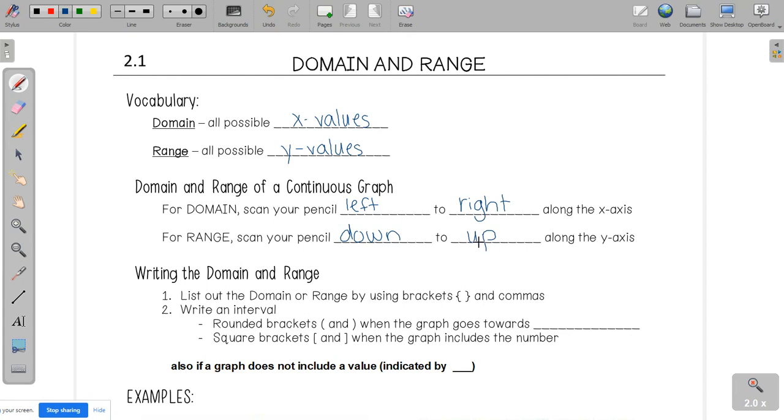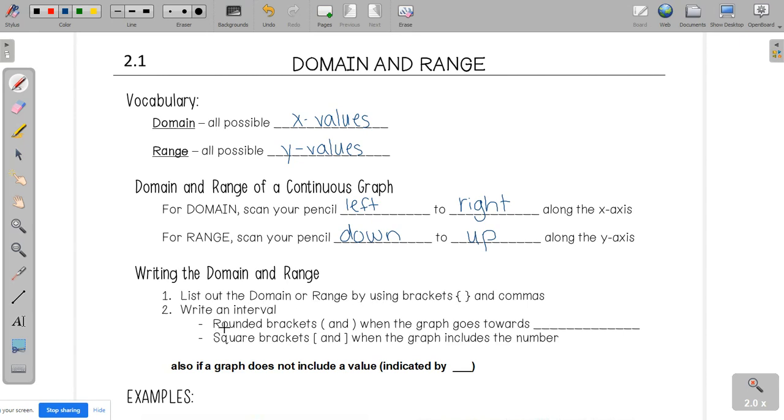So when we write it, we can do it either of two ways. The first way is we list the domain and range, and we use brackets and commas. The brackets we would use are these squiggly brackets.